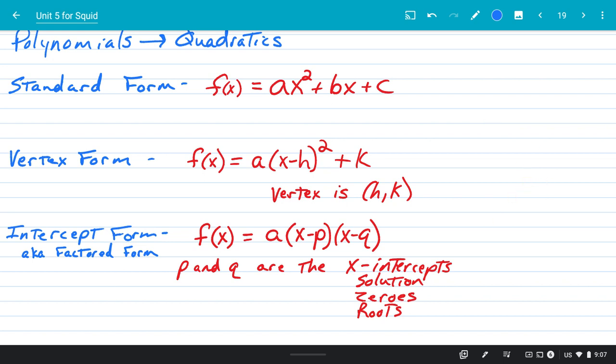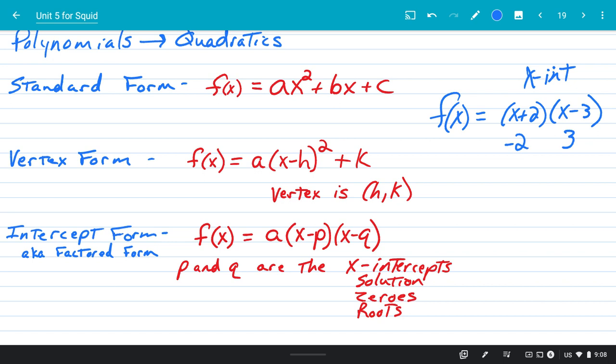Intercept form. Let's say I have f of x equals x plus 2 times x minus 3. How do we do that one? Well, we know this is called the intercept form or the factor form. We know our two x-intercepts just by looking at it. It's going to be negative 2 and a positive 3.